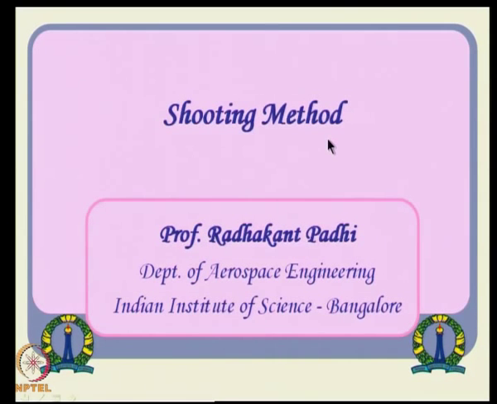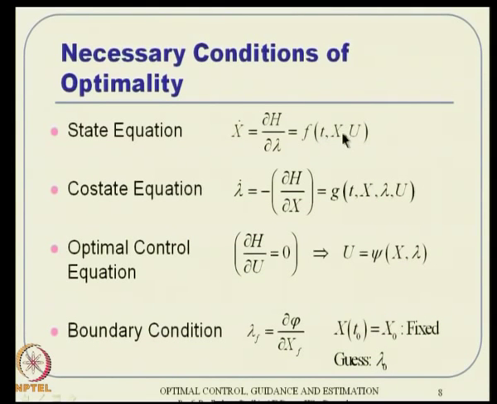This is a traditional method, very intuitive obviously, but it has its own problems as well. Let us see what the philosophy is first, and again just to summarize, you have the state equation, co-state equation, optimal control and boundary conditions. Remember, once I solve this optimal control equation, del H by del u equal to 0, then I can end up with u equal to psi of x and lambda.